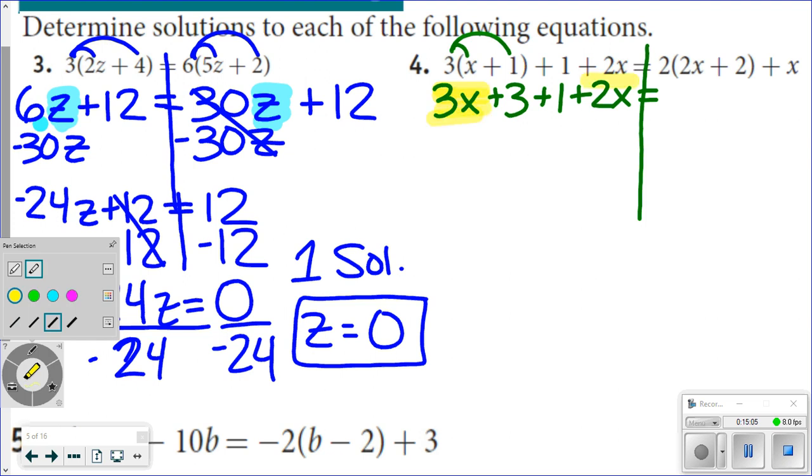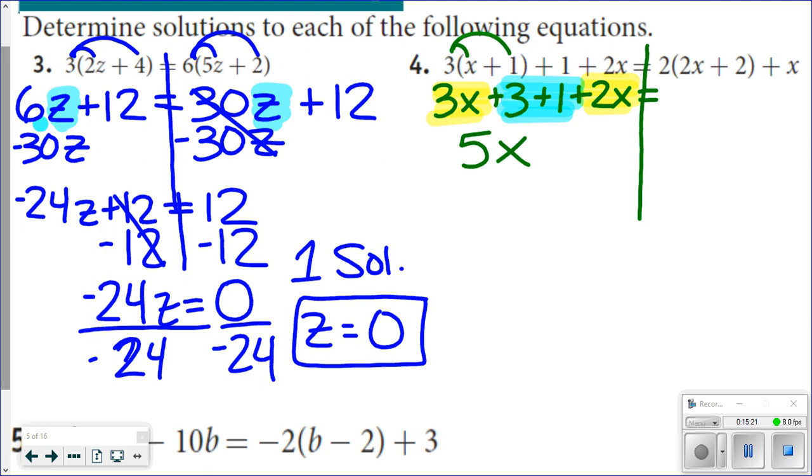3x and 2x. 3 plus 2 gives us 5. But I also have another set of like terms. I have constants here. I have 3 and 1. So if I add 3 plus 1, we get 4.